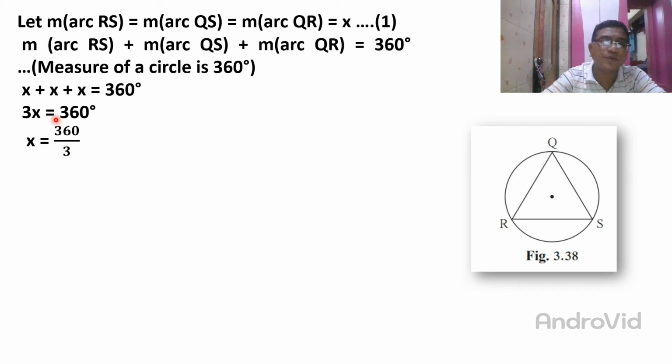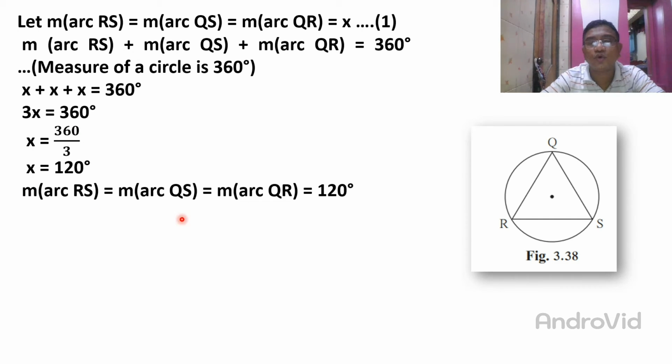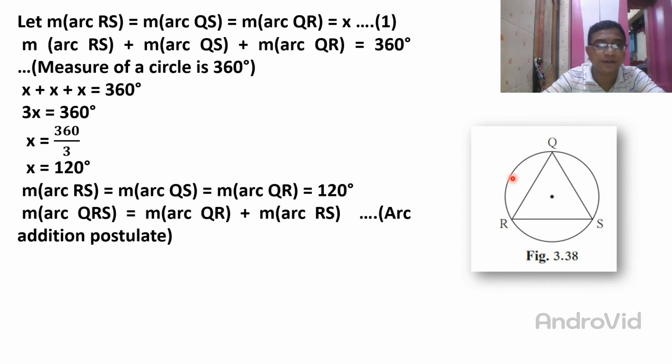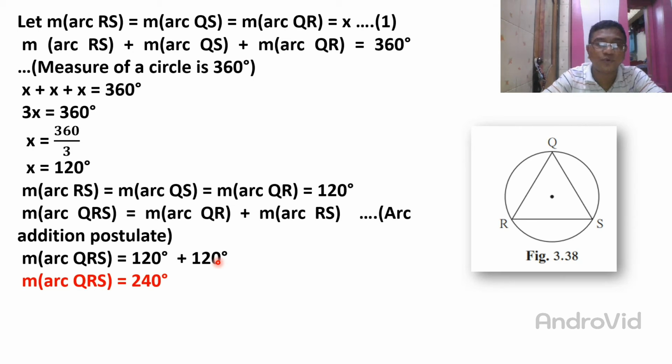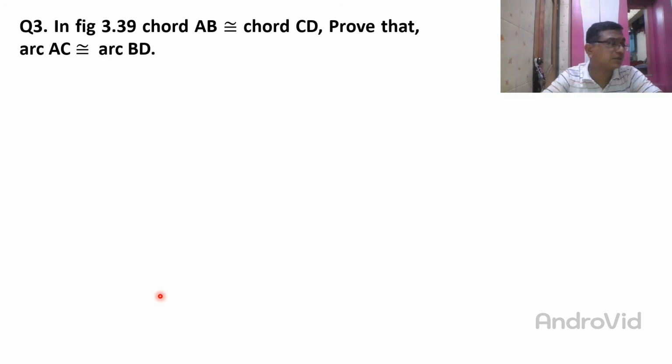See how I can solve it? 3 ones are 3, 3 twos are 6, 3 zeros are 0. So X is equal to 120 degrees. In this way, each of the arcs RS, QS, and QR is 120 degrees. So major arc QRS is equal to QR plus RS. QR is 120 degrees and RS is 120 degrees. 120 plus 120, you get 240 degrees. So major arc QRS is equal to 240 degrees. In this way, this problem is completed.